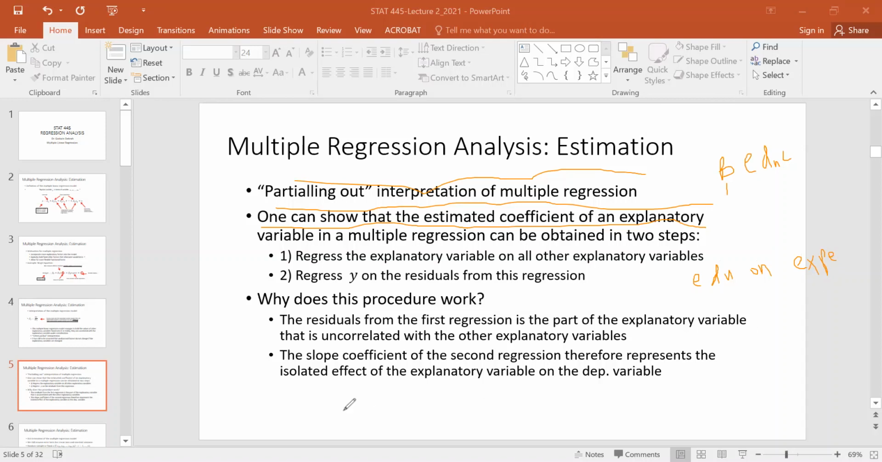So you are doing what? Education will be alpha 0 plus alpha 1 experience. You are running, yes, there is one regressor, on all other regressors. Then you collect the residuals. V hat will be what? Education minus what?